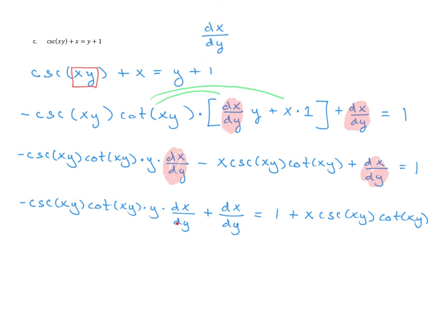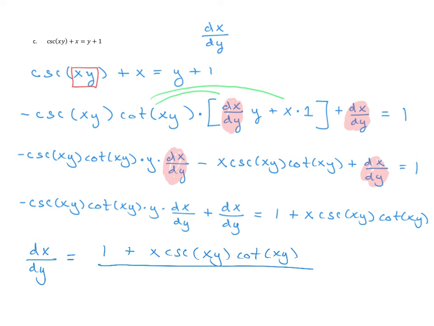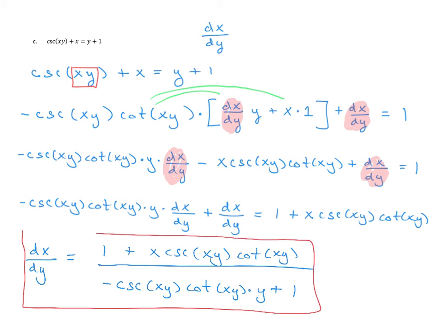I'm going to factor out this dx/dy and divide what is left over to the other side of the equation. I'll put that here. On the right side, we have 1 plus x times cosecant xy cotangent xy, all over, okay, and after you factor out the dx/dy on the left, you have negative cosecant xy cotangent xy times y plus 1. And that's it.